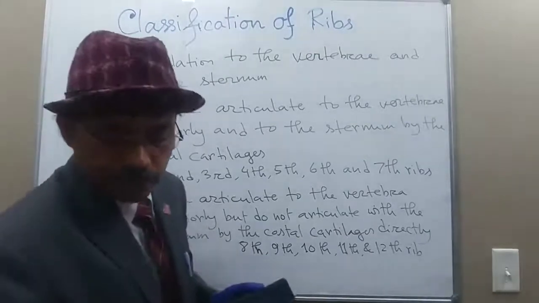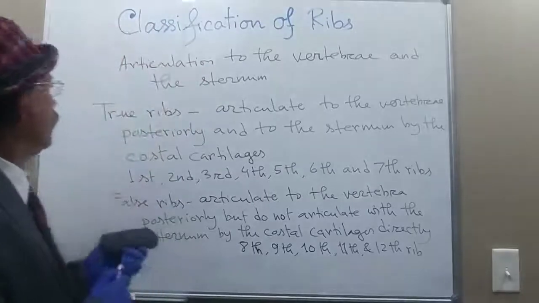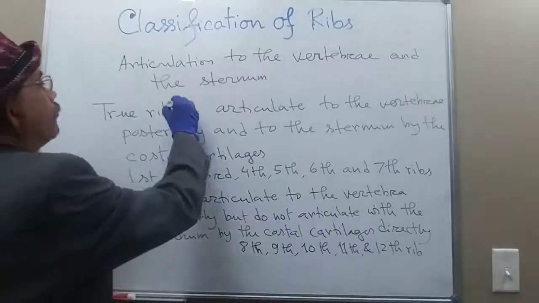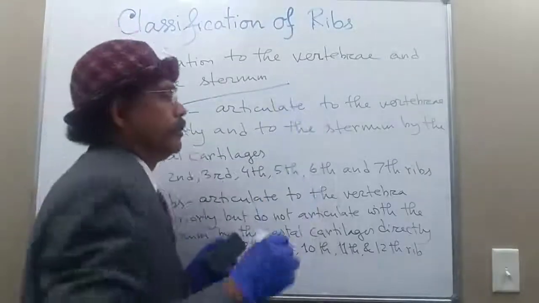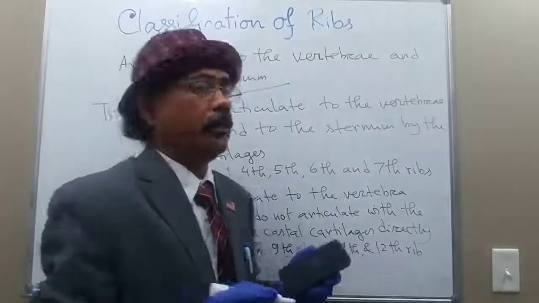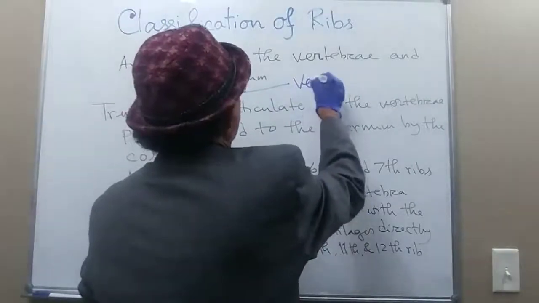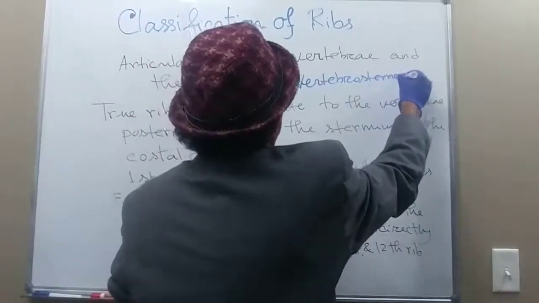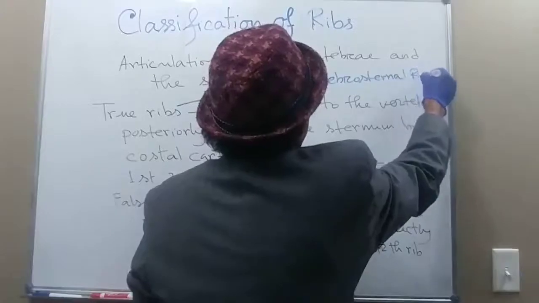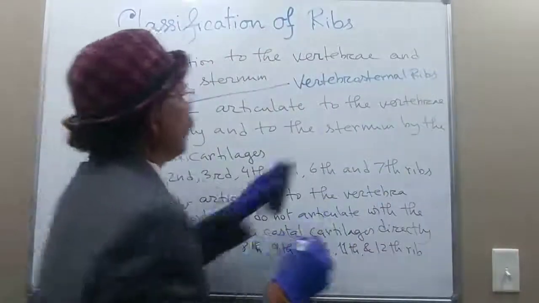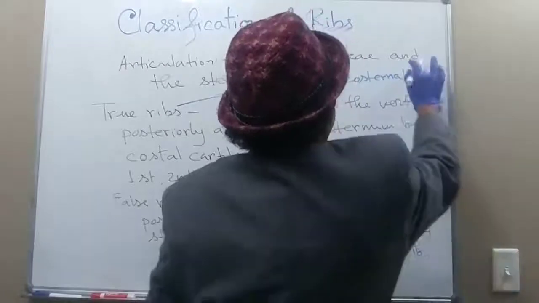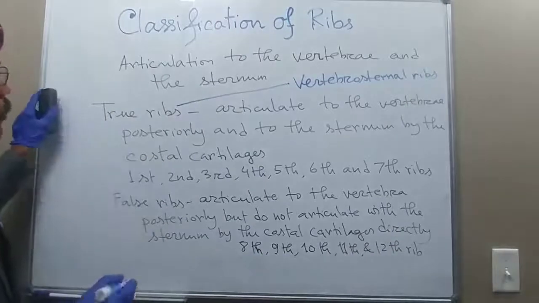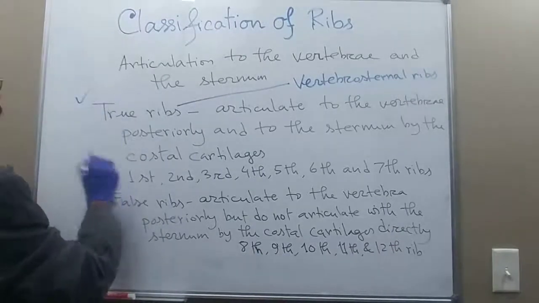Okay, we got the one type of classification. There is true rib, false rib. True ribs are also called vertebrosternal ribs. They are also called vertebrochondral vertebrosternal ribs. Okay, we got the two ribs, vertebrosternal ribs. Now we got one type of classification, two ribs, true rib and false rib.